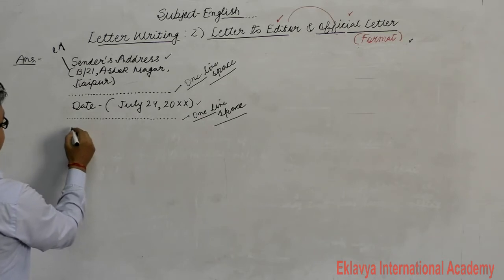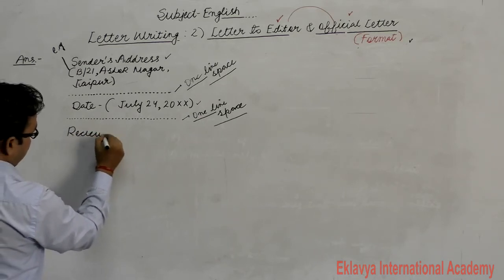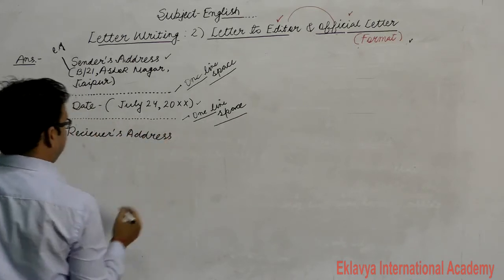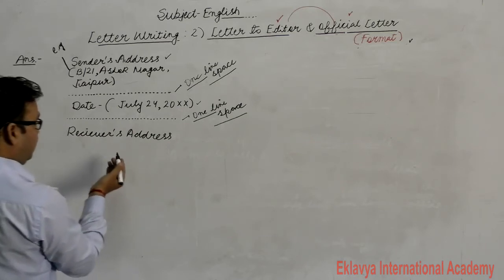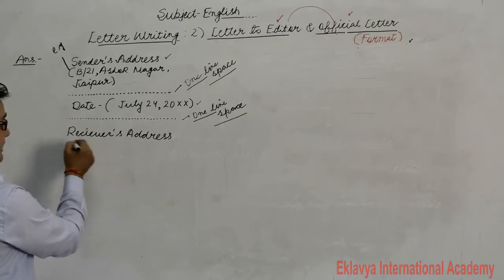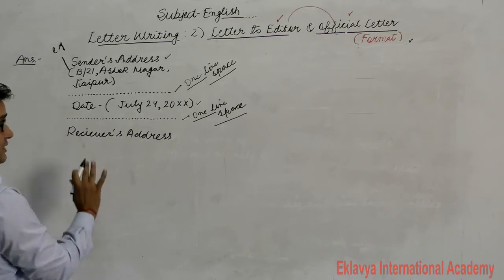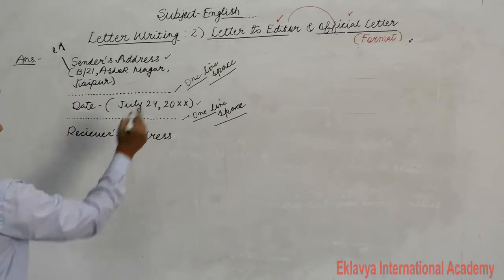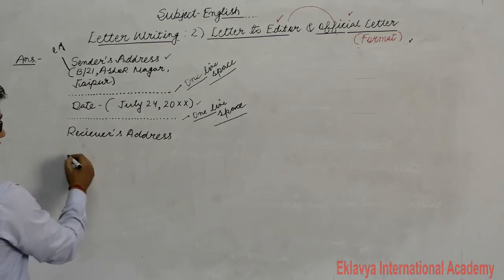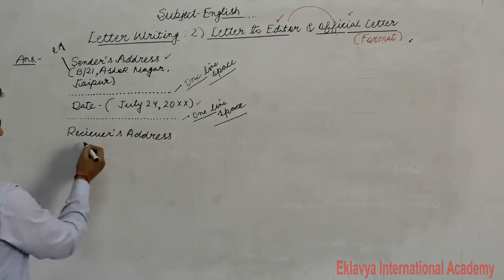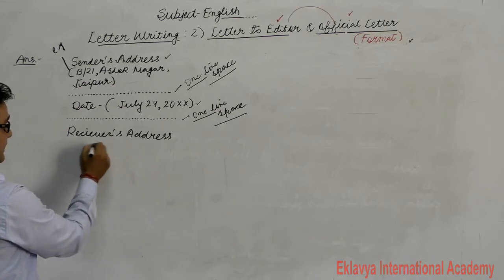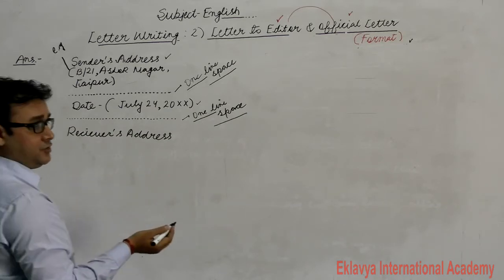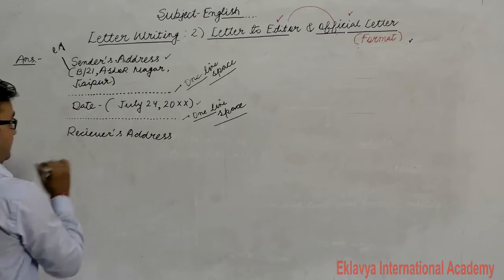Then mention the receiver's address. You can mention, if there is an editor, the Editor, the Times of India, Jaipur, as per the question. If there is a question of official letter, the District Collector, Jaipur, or the Principal, of the school, Jaipur. If there is a question of editor, then the Editor, the Times of India or the Rajasthan Patrika or the Dainik Bhaskar or any name of newspaper, and just after that mention Jaipur. Receiver's address, okay.